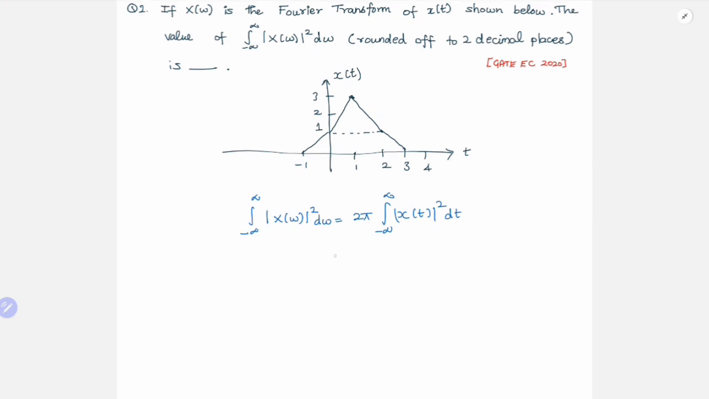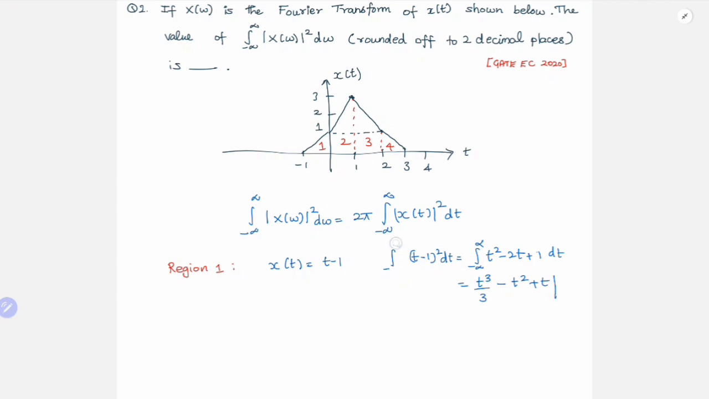So how will it look like? So let us go part-wise. I'll call it region 1, region 2, region 3 and region 4. So region 1. What is my equation? So it is t minus 1. So x of t is t minus 1. So my integral of t minus 1 whole square dt is nothing but t square minus 2t plus 1 into dt. So t cube by 3 minus t square plus t.